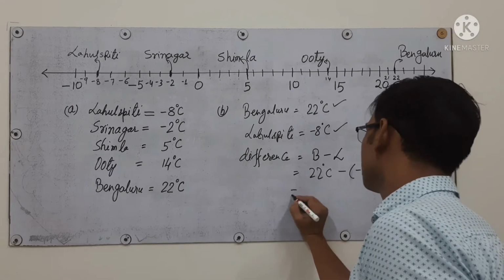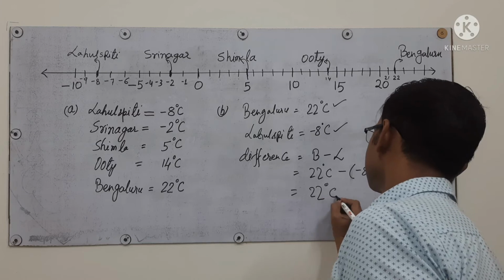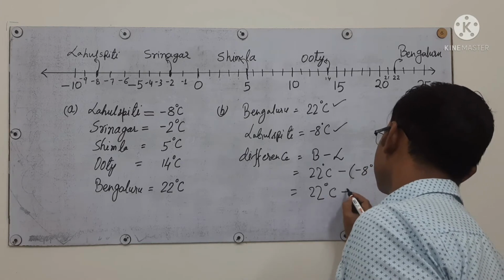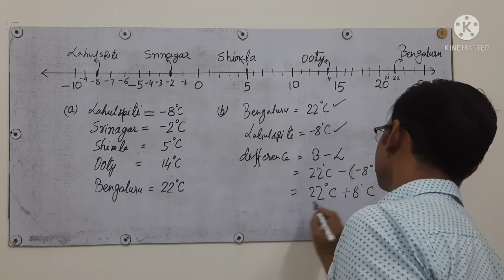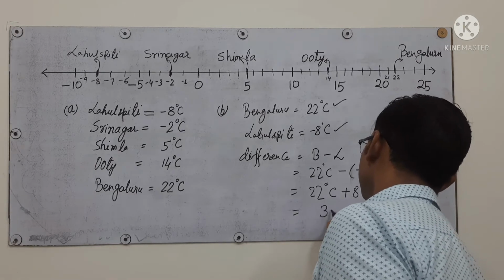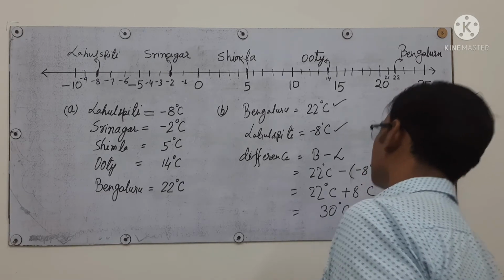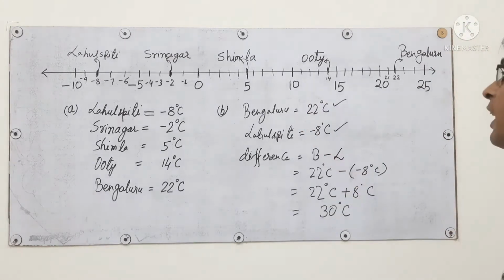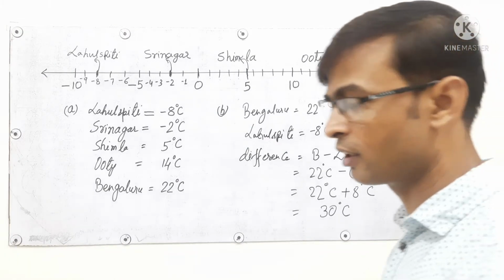Okay, so now we will solve it. 22 degrees Celsius minus (-8), that is, plus 8 degrees Celsius. So it will be 30 degrees. So the difference between the hottest and coldest place will be 30 degrees Celsius. Okay, you can note it from here.